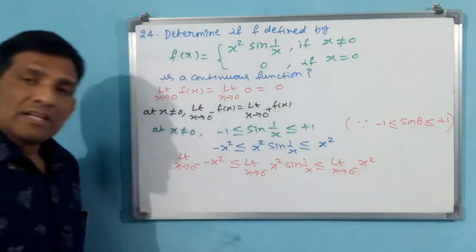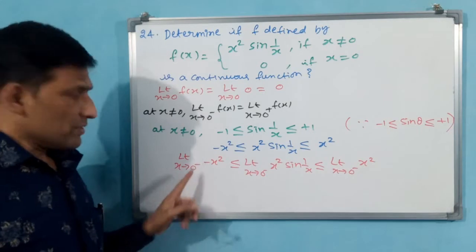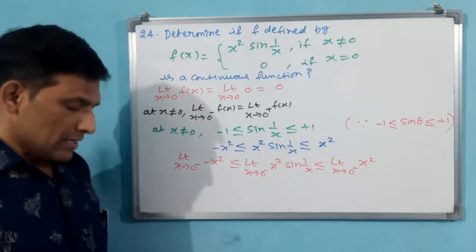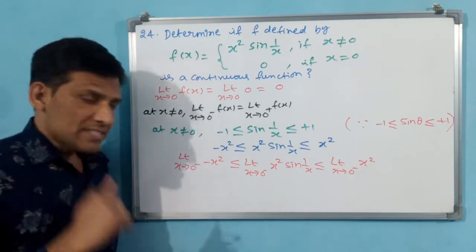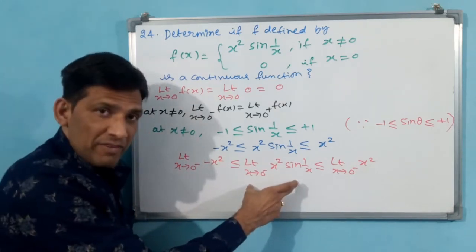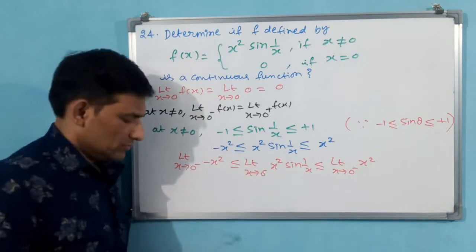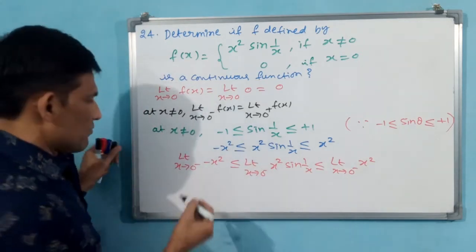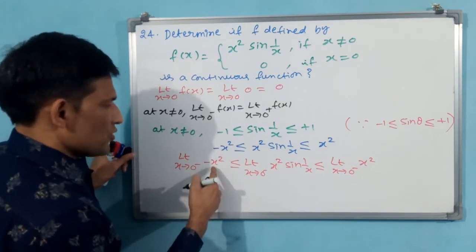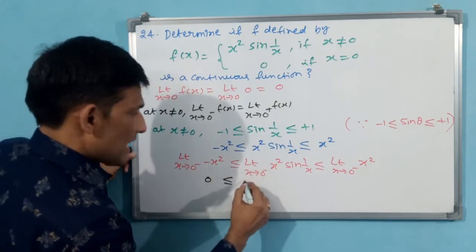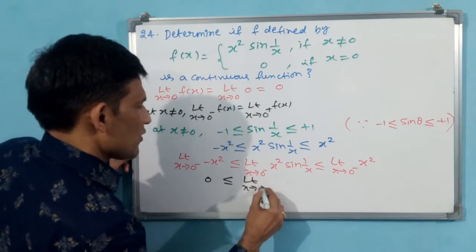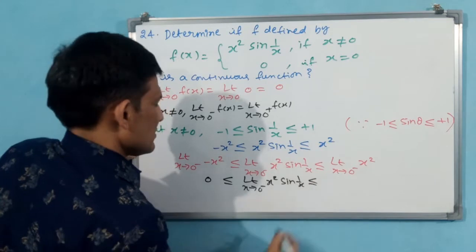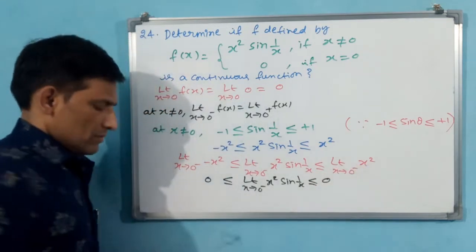Is it correct first? See, I am applying limit. Same limit I have applied. Now what I am doing, logically, I don't apply in between. I apply only these two. You see what I am doing. If I apply here, automatically 0 will come. But this I am not applying: limit x tends to 0 minus of x square sine 1 by x. And this also is 0.